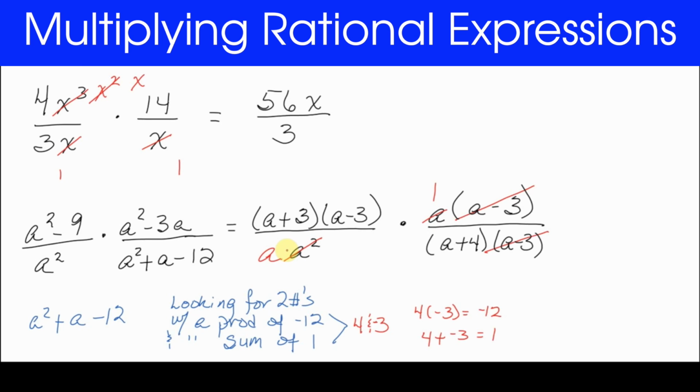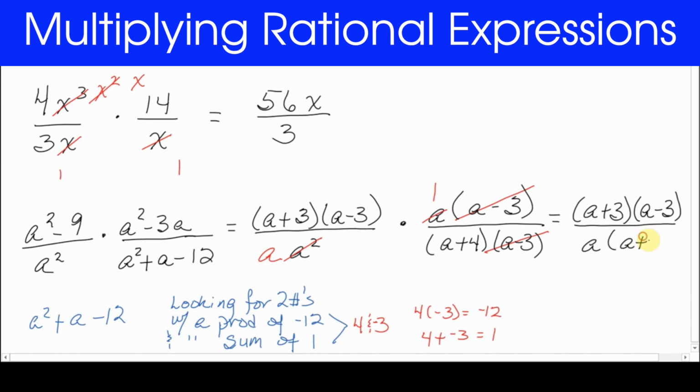And I think that is as much as I can cancel, so I'm ready to multiply. I'm left with a plus 3 times a minus 3 in the numerator, and in the denominator I'm left with a times a plus 4. This is your answer, and this is an acceptable form to leave it in. Make sure you have no common factors, so you don't have to multiply that out. Okay?